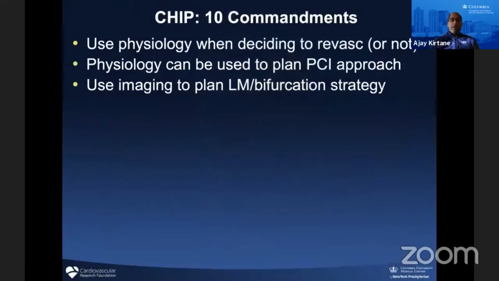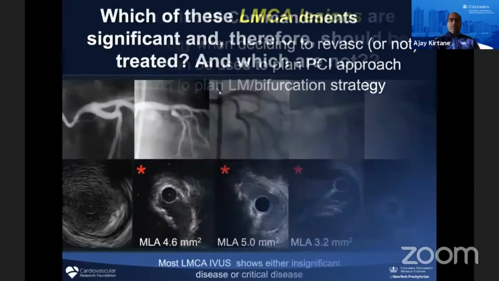Now, what about other strategic approaches? And this is where we'll move to imaging. And there are going to be many uses of imaging in CHIP cases. We feel that it's kind of mandatory to do some sort of imaging in CHIP cases. And so for left main bifurcations, it can be really useful in terms of planning the strategy. And we just saw an example of that in the live case before.